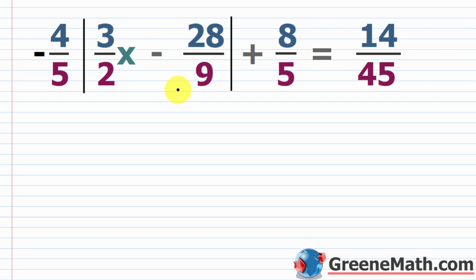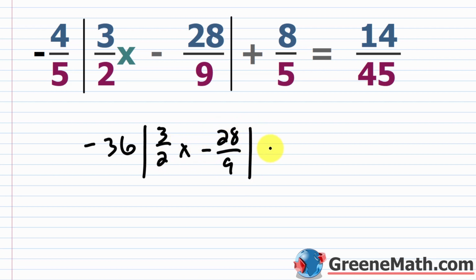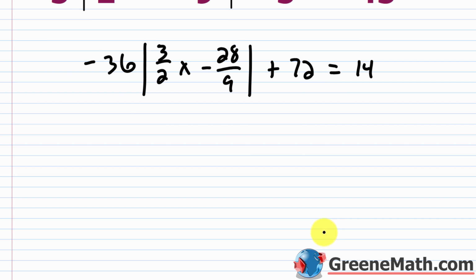So what I'm going to do is multiply both sides of the equation by 45. And so 45 divided by 5 would be 9. 9 times negative 4 is negative 36. So you'd have negative 36 times the absolute value of 3/2 x minus 28/9. And then plus, if I do 45 divided by 5, that's 9. 9 times 8 is 72. This equals, obviously, if I multiply this by 45, the denominator would cancel. So you just have 14. Okay, you slide down here.